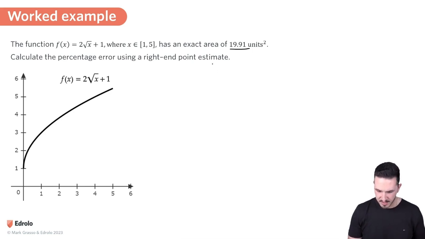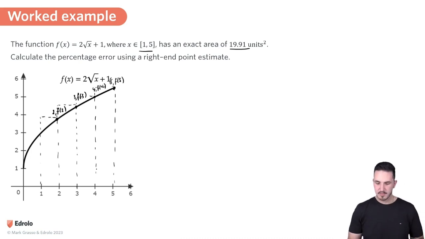So using a right endpoint estimate over the interval 1 to 5, let's start at 1, using the right endpoint. So we're going to essentially have at 2, f of 2. We have 4 rectangles to use. We're going to calculate our percentage error. Before we can do that, we need to find the estimated area.